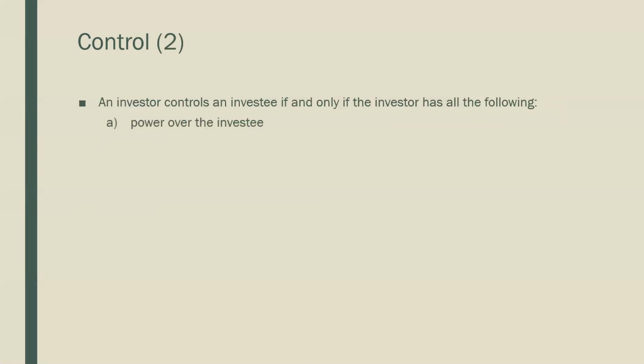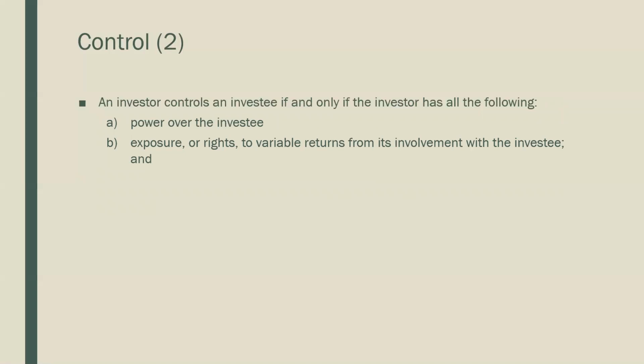So that then leads us to a few characteristics of control. An investor may be said to control an investee if and only if the investor has all the following. Number one, it has power over the investee. Two, it has exposure or rights to variable returns from its involvement with the investee. Variable returns basically indicates profits, losses of the investee. So it could lose money or it could make money from its involvement with the investee.